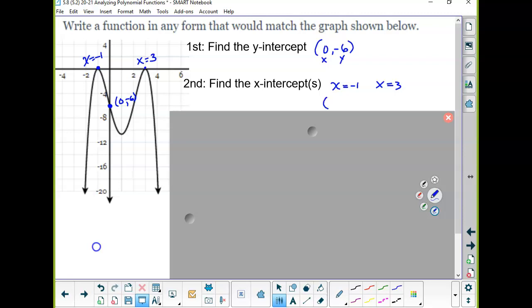And then, as we did before, let's add the 1 over, and let's subtract the 3 over, so we write those as factors. But that's really what we're looking for. How do I write the factors given the intercepts?